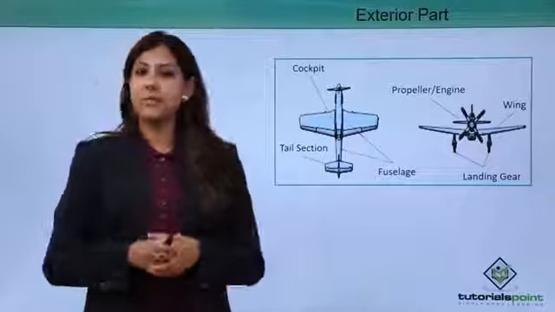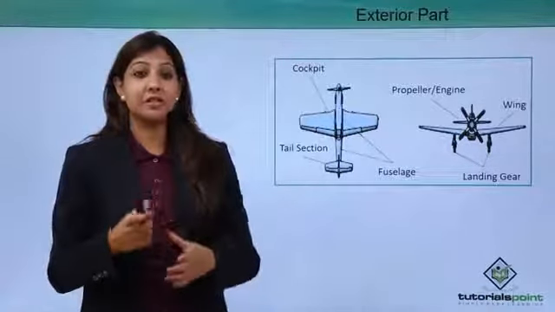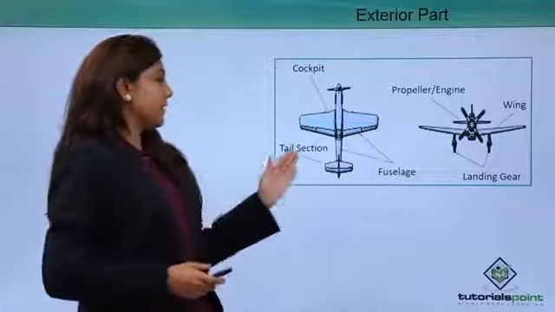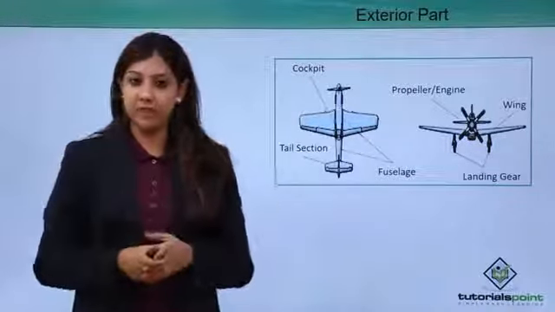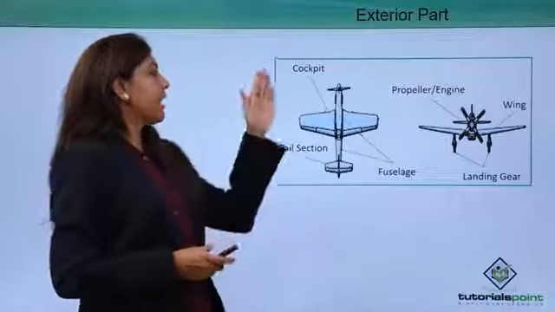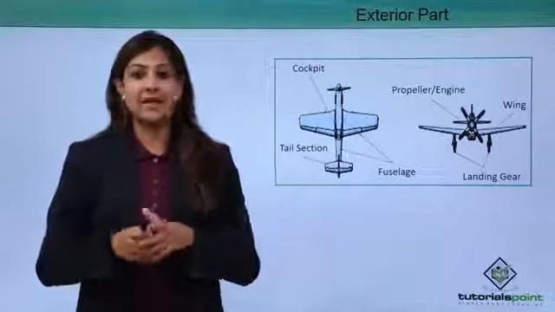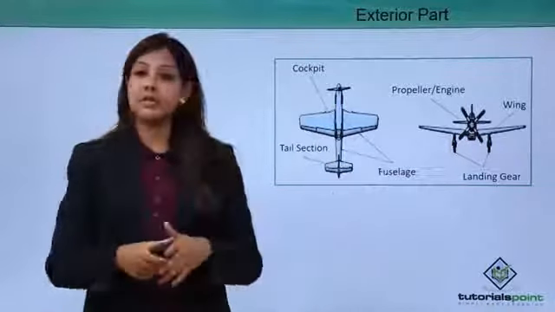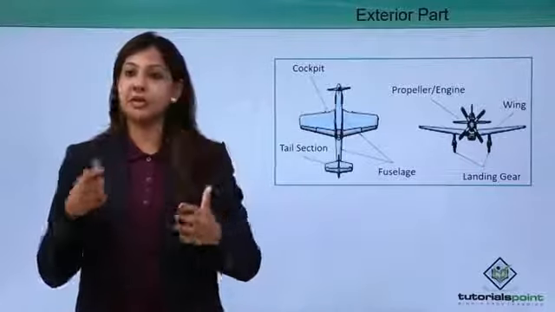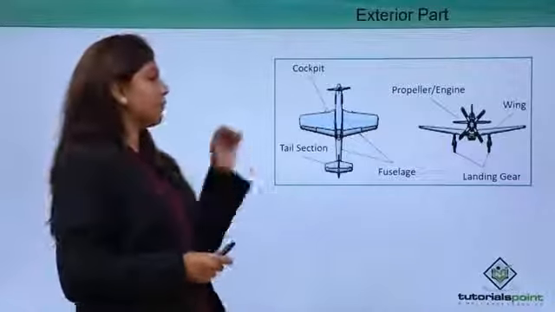Let's look at the exterior part of the aircraft. Well, when we talk about the exterior part of the aircraft, there are different things that we're going to talk about. This is the tail section of the aircraft, which helps in the left and right movement of the aircraft. We have the cockpit right in the front of the aircraft where the pilot as well as co-pilot sits. We have the fuselage. Fuselage is the body of the aircraft. Right from the front to the back is known as the body of the aircraft, that is the fuselage.